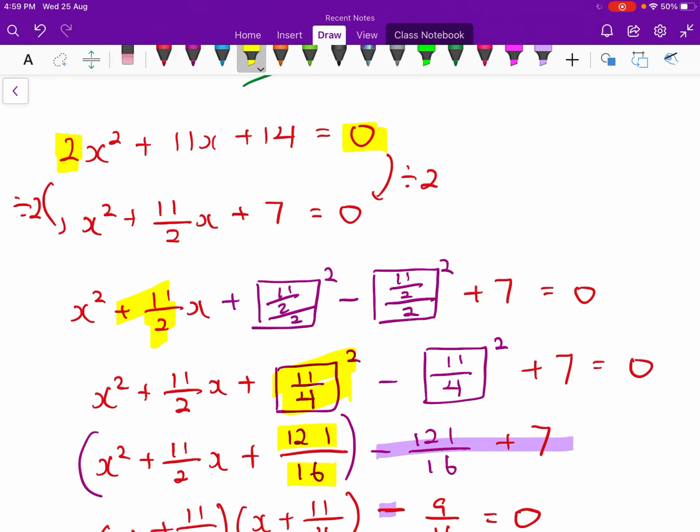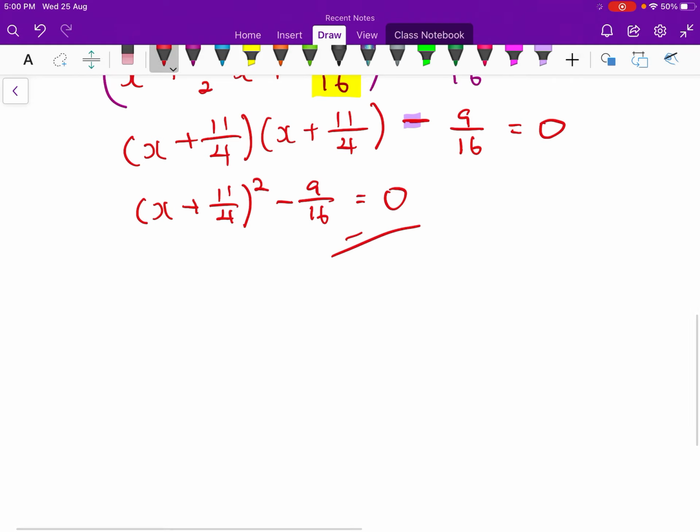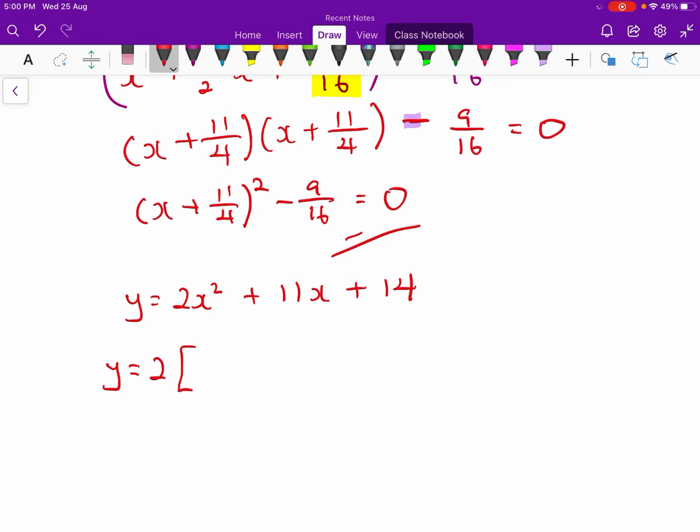What if we have a y? If I have a y, then things work a bit differently. So y equal to the same expression, 2x squared plus 11x plus 14. I always say divide by 2 left and right hand side, but now I can't do that because the left hand side is a y. So instead of dividing, I factorize out the 2. So y equal to 2, then you put a bracket: x squared plus 11 over 2x plus 7.